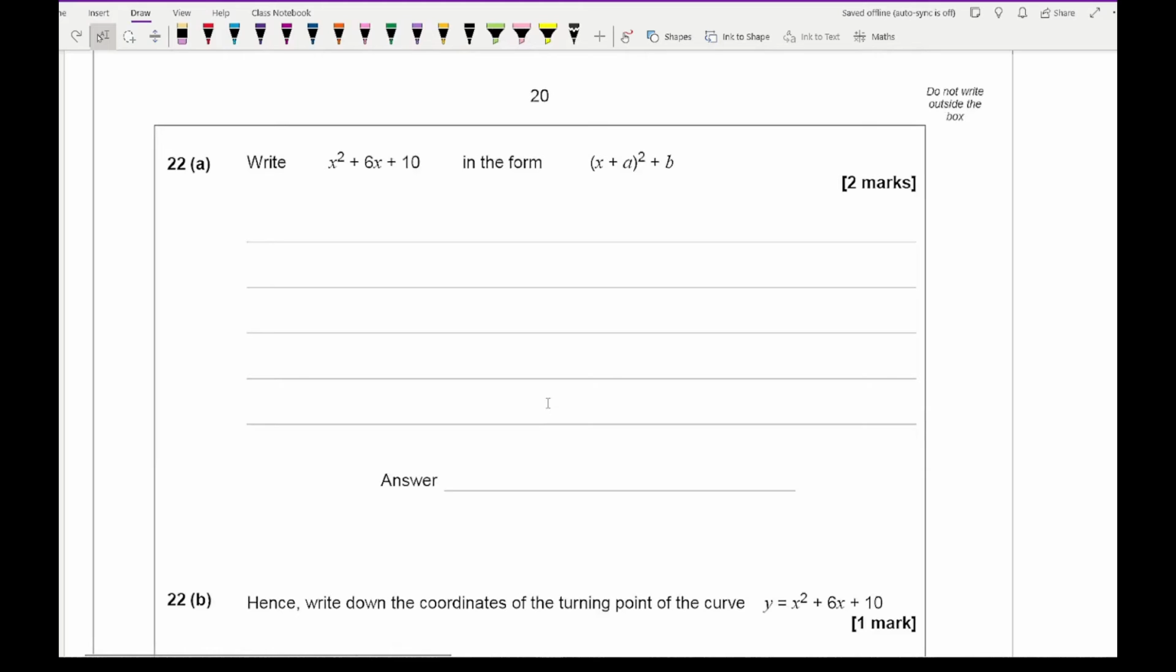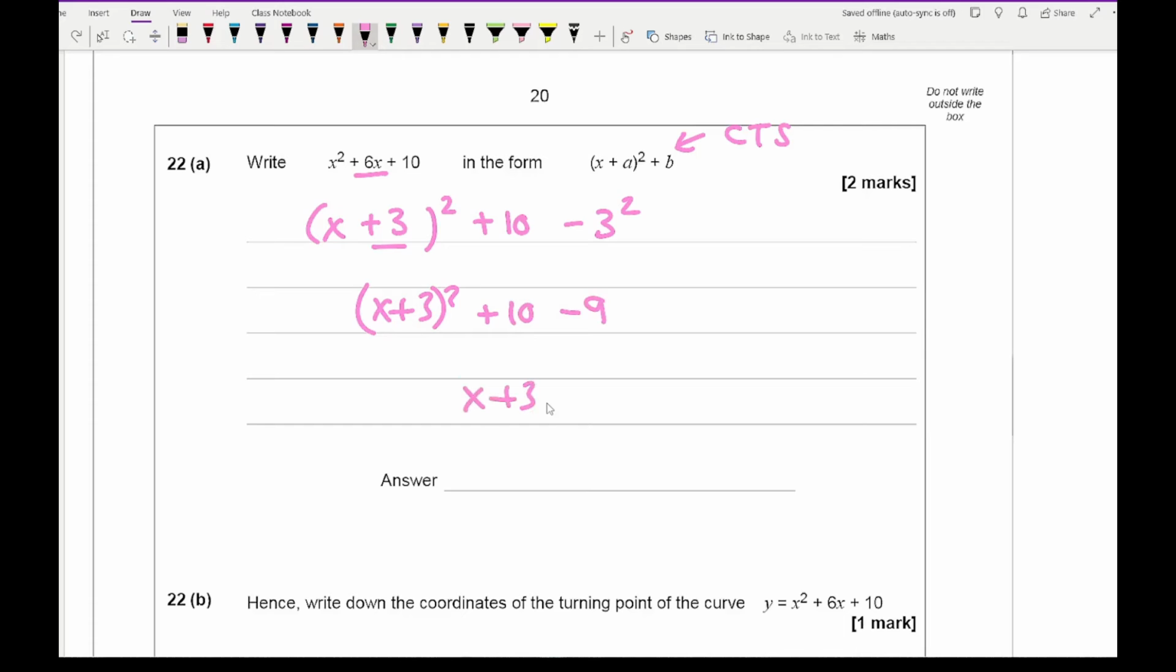Moving on to question 22a, it says write x squared plus 6x plus 10 in the form of (x plus a) squared plus b, which is basically completing the square. So for this, what we need to do is first of all set up our bracket. The number that goes inside the bracket is always half the coefficient of x, which is 3. So 6 divided by 2 is 3. I stick the constant and I always subtract whatever number I've written inside the bracket, or the digit squared. So that's going to be (x plus 3) squared plus 10 minus 9, which leaves me with (x plus 3) squared plus 1. And that there is my final answer.